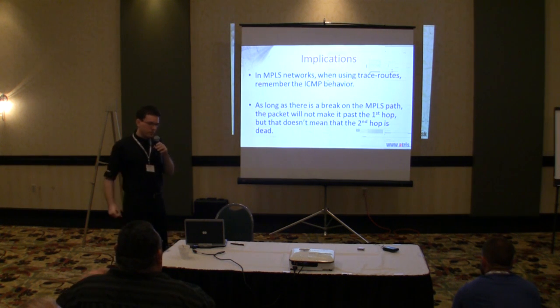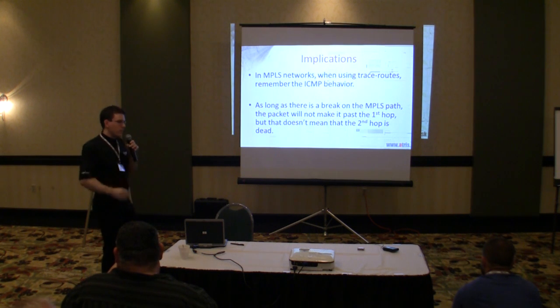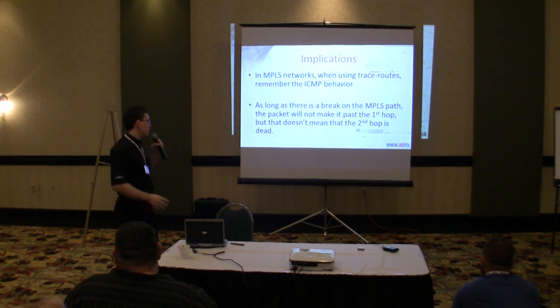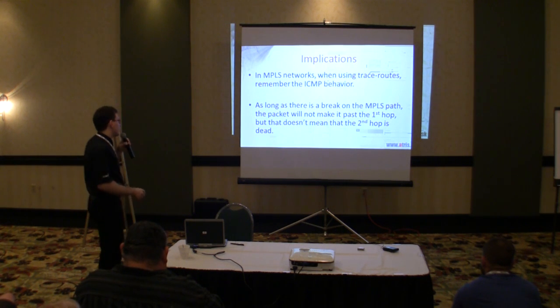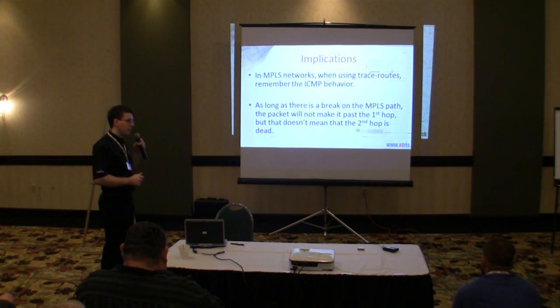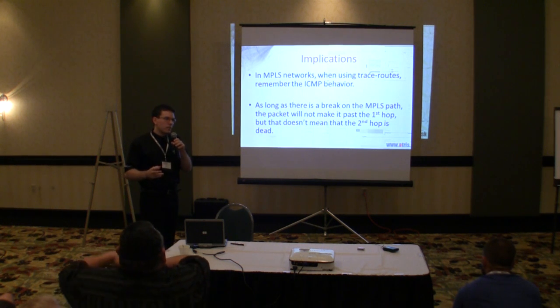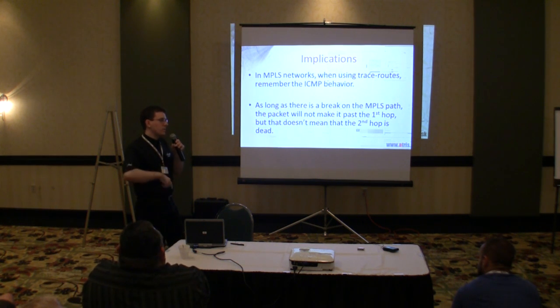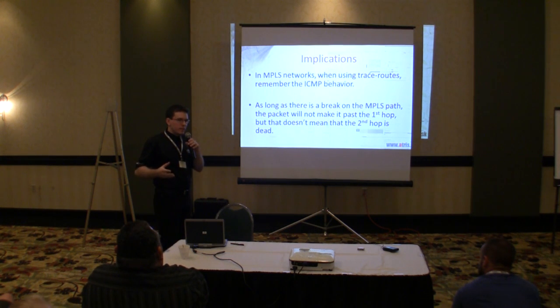So the implications of this. In MPLS networks, when using trace routes, remember how it behaves on the back end. As long as there is a break anywhere on the MPLS path, the packet will not make it past the first hop. But that does not mean that the second hop is dead. Since the ICMP error has to be forwarded all the way, a packet might not be transferred by the 6th router in the MPLS chain, but you will not get an ICMP error back.